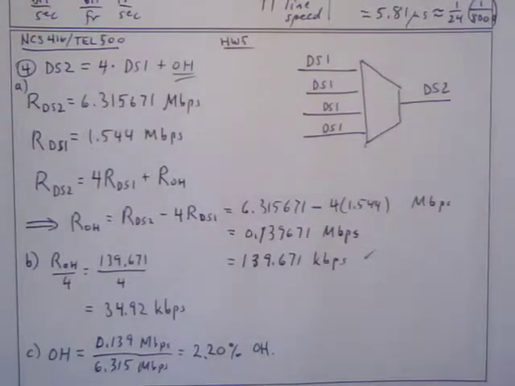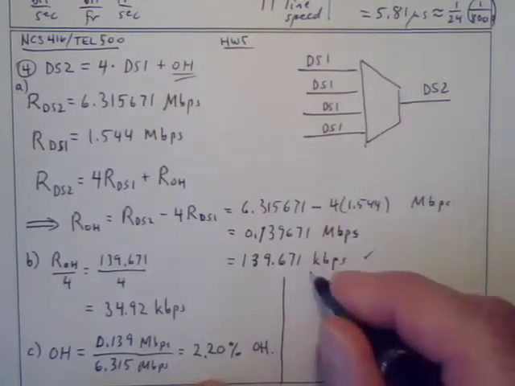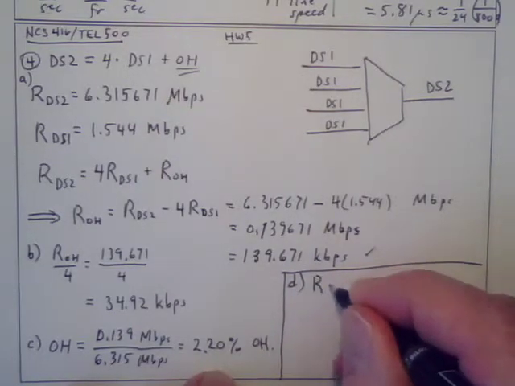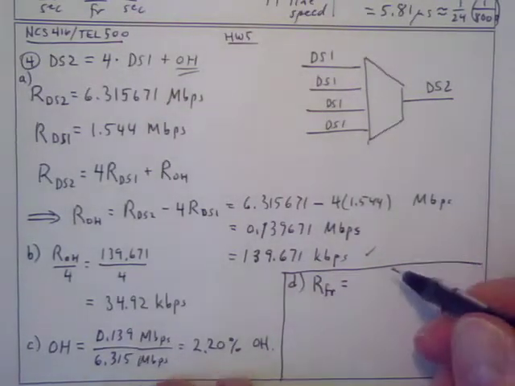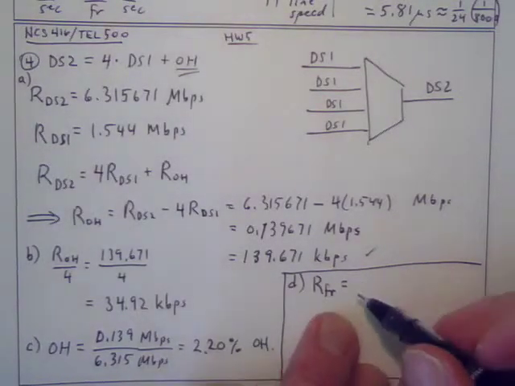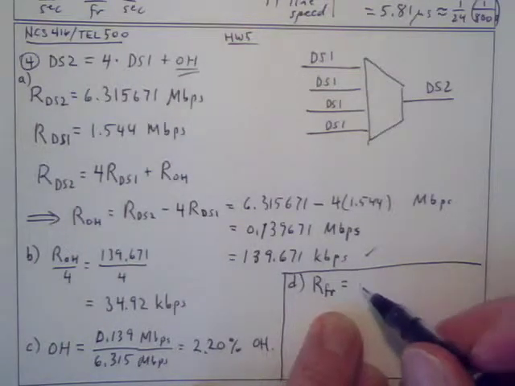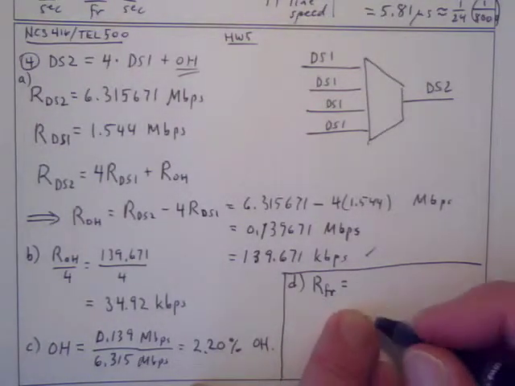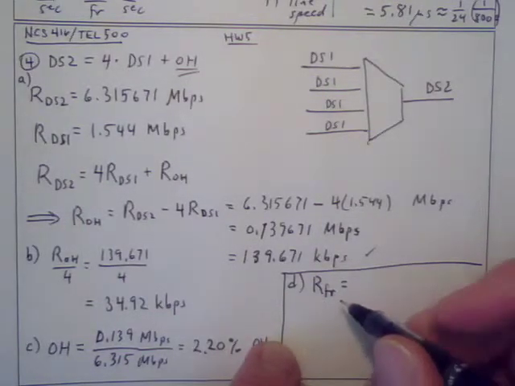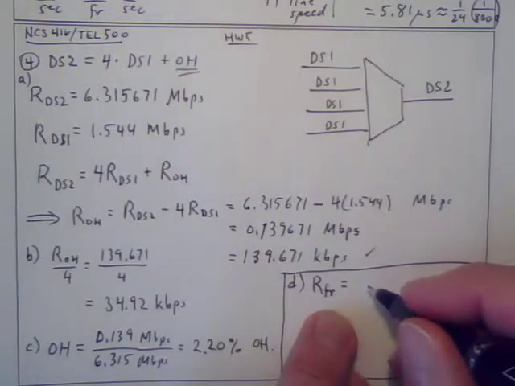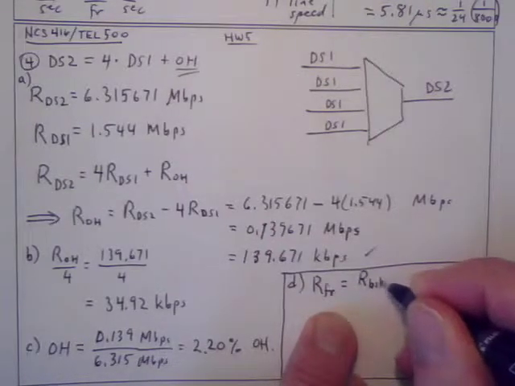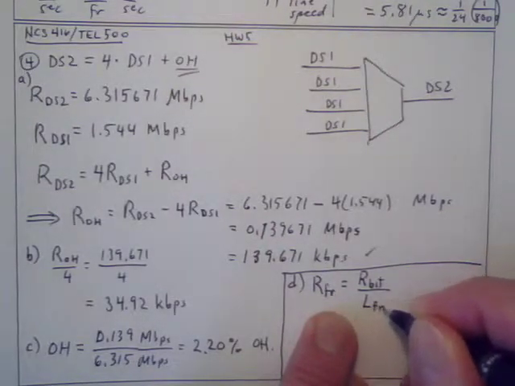Okay. Finally, for part D, the frame rate. Our frame rate is equal to bits per second times frames per bit, or bits per second divided by bits per frame. And we're given the number of bits per frame. So the frame rate is equal to the bit rate divided by the length of the frame.